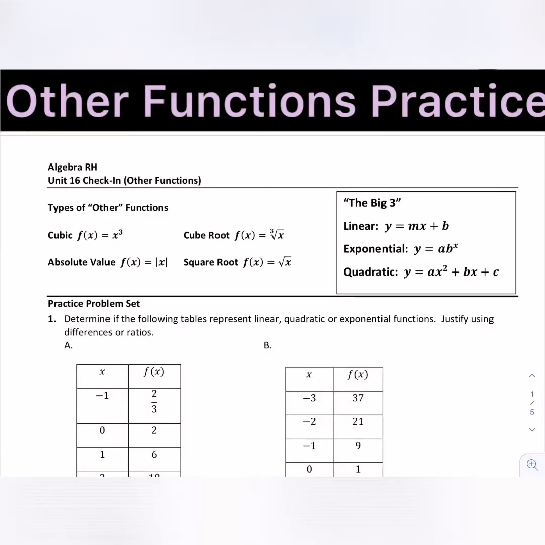All right, here we're going to begin a little check-in sheet here. You guys know your big three functions here: linear, exponential, and quadratic. We also have these other functions over here: cubic, cube root, absolute value, and square root. We've learned those throughout this unit. Let's do a practice problem set.